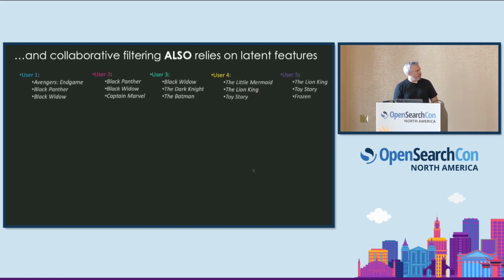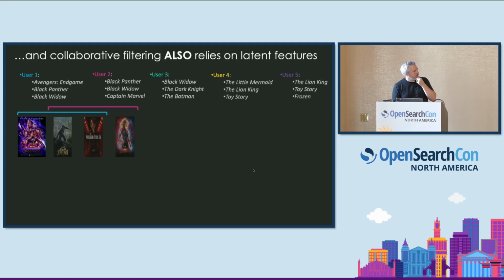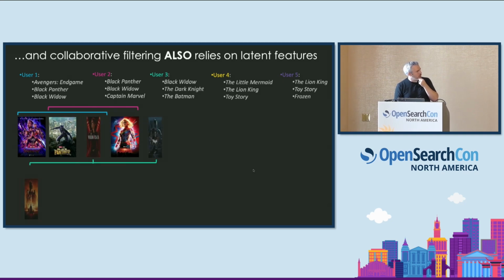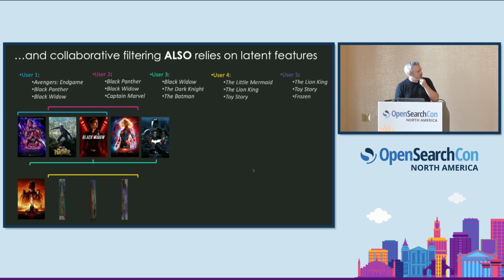So to do this as a practical example, thinking of collaborative filtering, which we just looked at with that alternating least squares algorithm, collaborative filtering also relies on latent features. So for example, let's say I've got 5 users here. The first user likes these first 3 items, Avengers Endgame, Black Panther, and Black Widow. The second user likes Black Panther, Black Widow, Captain Marvel. The third user, Black Widow, Dark Knight, and Batman. I'll just kind of show these as we go. First user, second user, the third user likes these, the fourth user likes these, and the fifth user likes these.